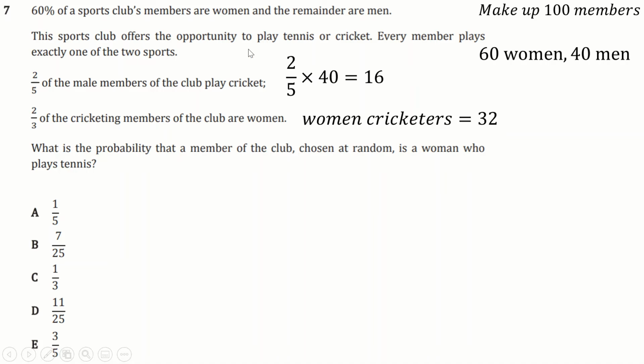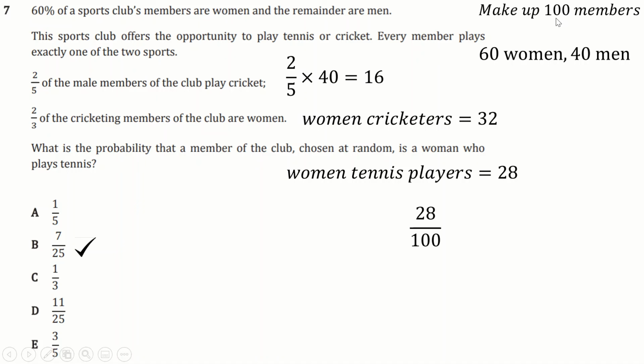Okay, now you either play tennis or cricket, which means of the 60 women, if 32 of them play cricket, then that means 28 of them play tennis. And then pick a member of the club, well, there's 100 of those, so it's just going to be 28 over 100, which simplifies to this. Yeah, make up a number is my favorite trick.